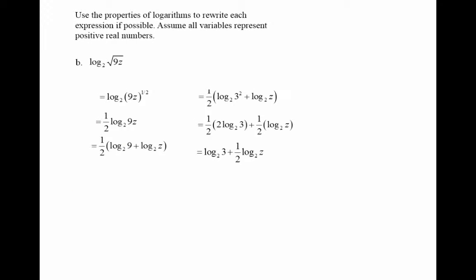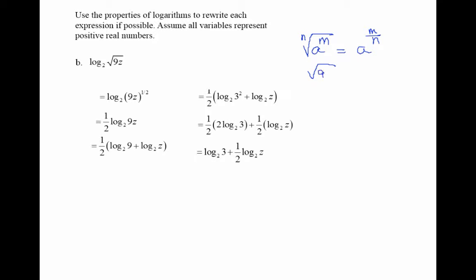Use the properties of logarithms to rewrite each expression if possible. Assume all variables represent positive real numbers. Here we want to find log of the square root of 9z. When you see a square root or cube root, the first thing you do is use the fact that the nth root of a to the power of m is equal to a to the power of m over n. We want to write this in exponential form so we can use the power rule.